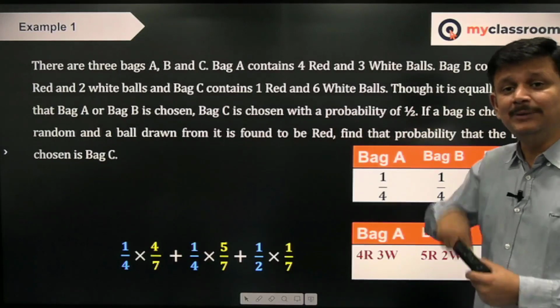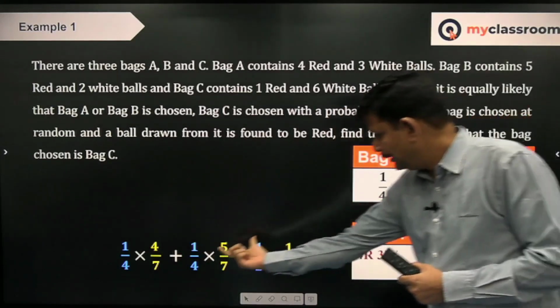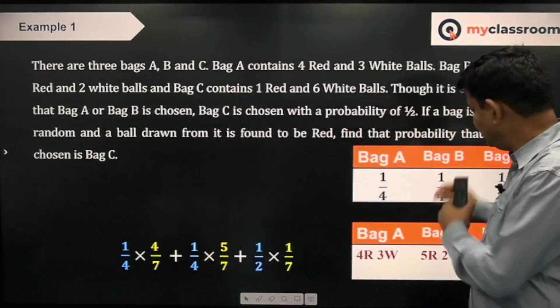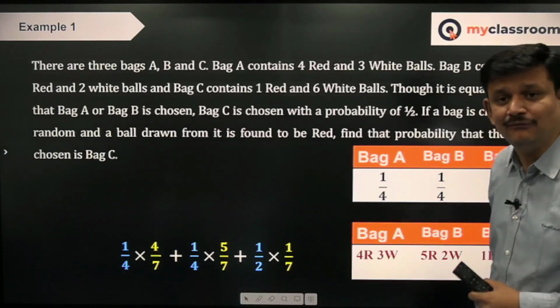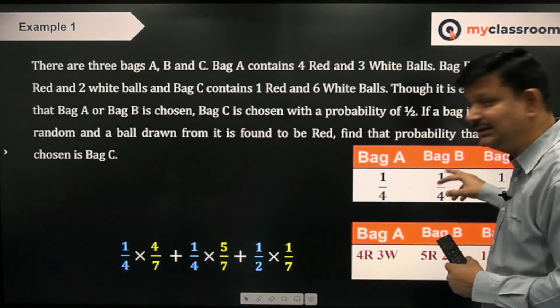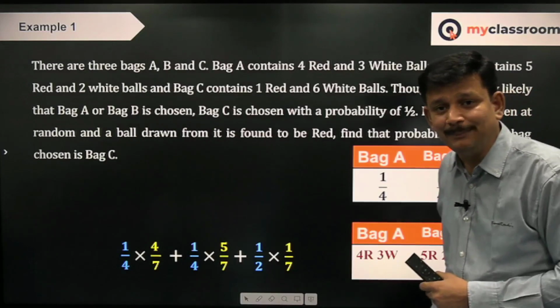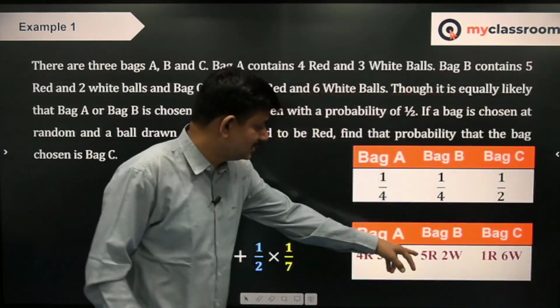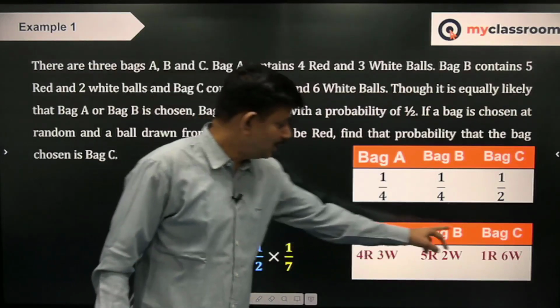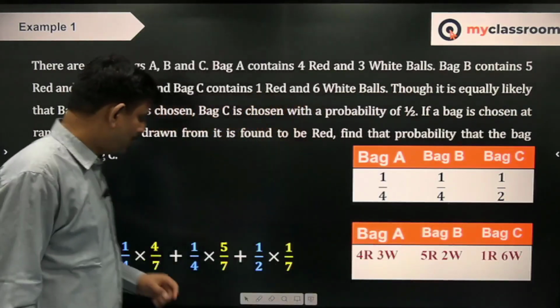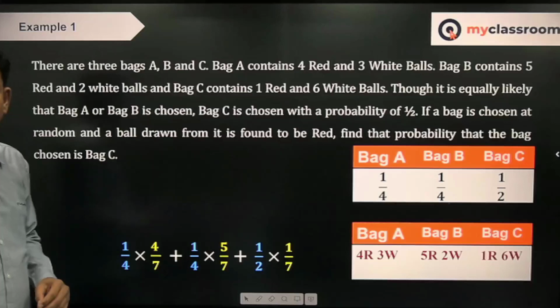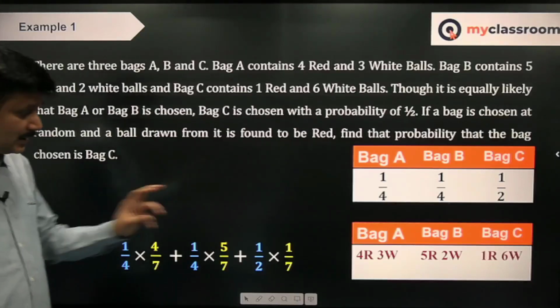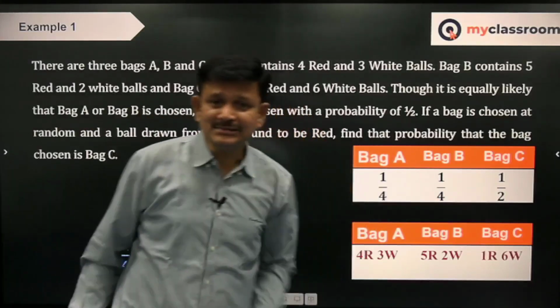Or the red ball can come out of bag B. What is the probability that you choose bag B? 1 by 4. And given that it is bag B, what is the probability of you choosing a red ball? How many red balls are there? 5. Out of a total of how many? 7. So the probability of you choosing a red ball is 5 out of 7. Or the red ball can come from bag C.